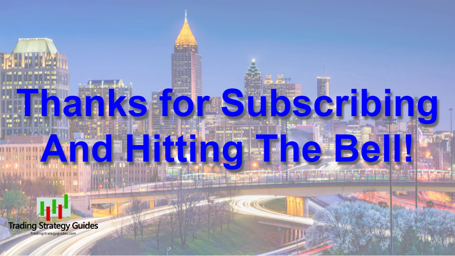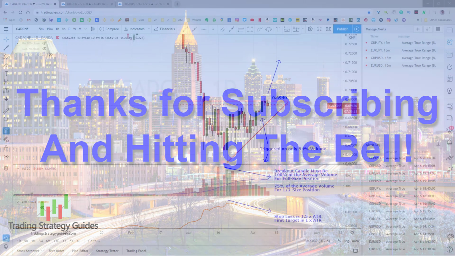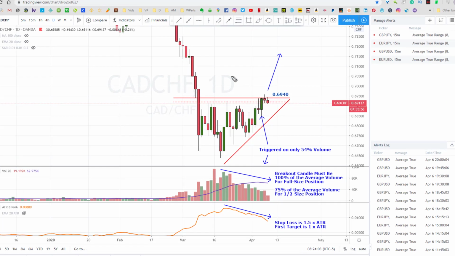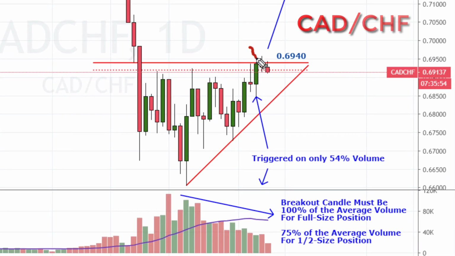Alright, let's take a look at a couple of charts here. Well, first off, the Canadian dollar Swiss franc ascending triangle that we looked at on Monday triggered on Monday right here. But it did it on only 54% volume. See, that's kind of a wimpy volume right there. So that trade was a no-go. I've moved the line up here to 69.40 and we'll see what happens up there.